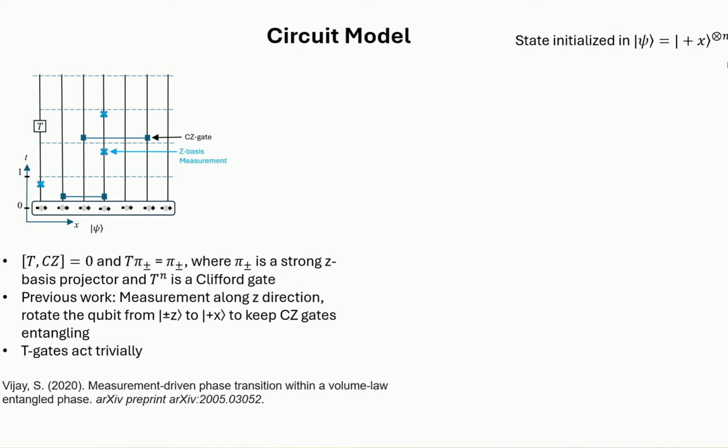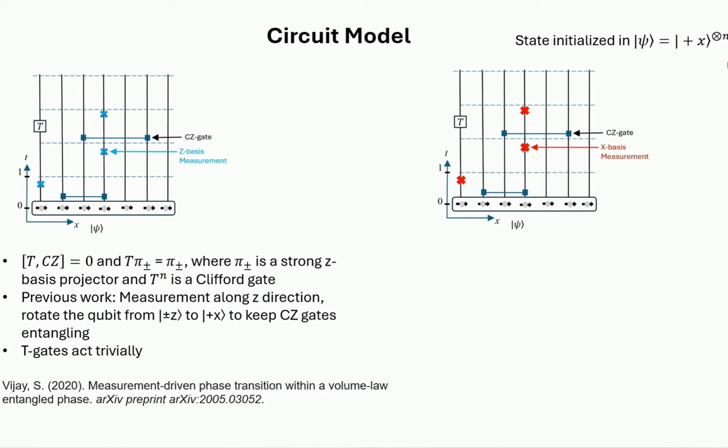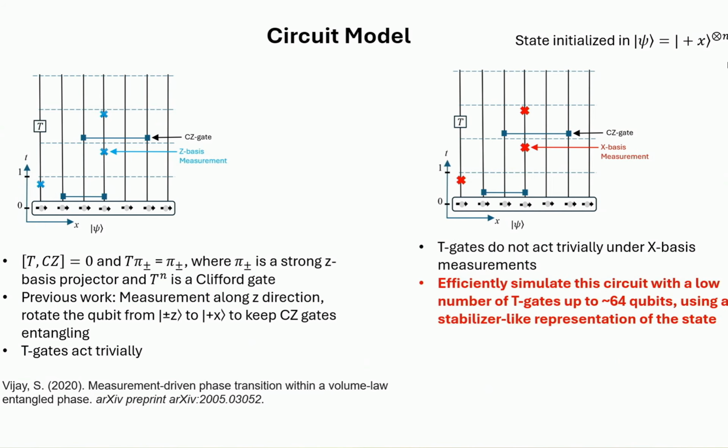So in this model, the T gates act trivially, because if you push the T gates to the back of the circuit, the entanglement of the state is unchanged under T gates, meaning if you put in T gates, it has no effect on the entanglement spectrum or the entanglement of the state. So what we did is we took these Z-basis measurements and changed them to X-basis measurements. You can see in simulations that when you have an X-basis measurement, the T gates will actually change the entanglement spectrum of the state.